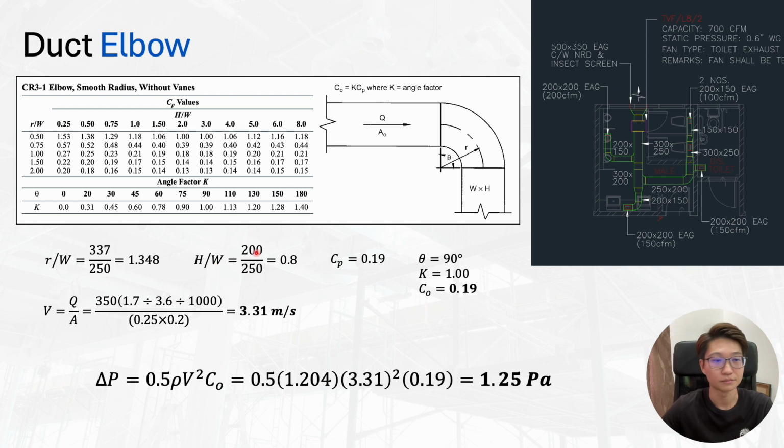H over W, simple, 0.8. So 0.75 and 1.5, 0.19. Okay, so CP is 0.19. With CP of 0.19, the next thing is to apply an angle factor, so we want to know the theta. Our elbow is a 90-degree elbow, so it's just 90 degree. The K value for 90 degree is 1.00, so there's no correction factor. We just multiply by 0.19.